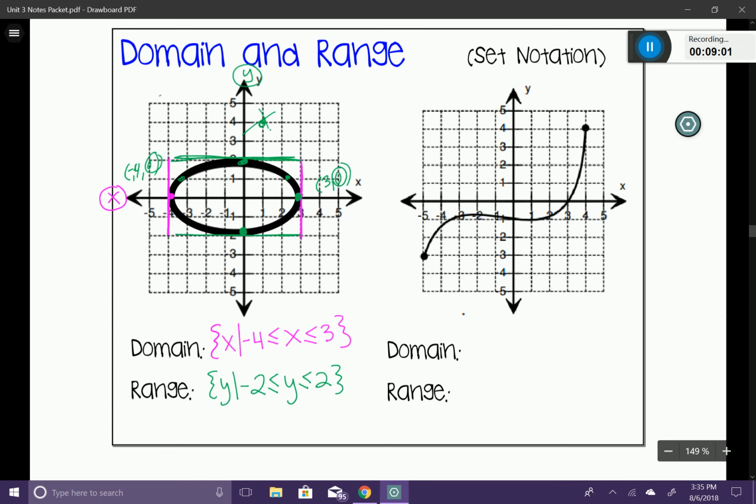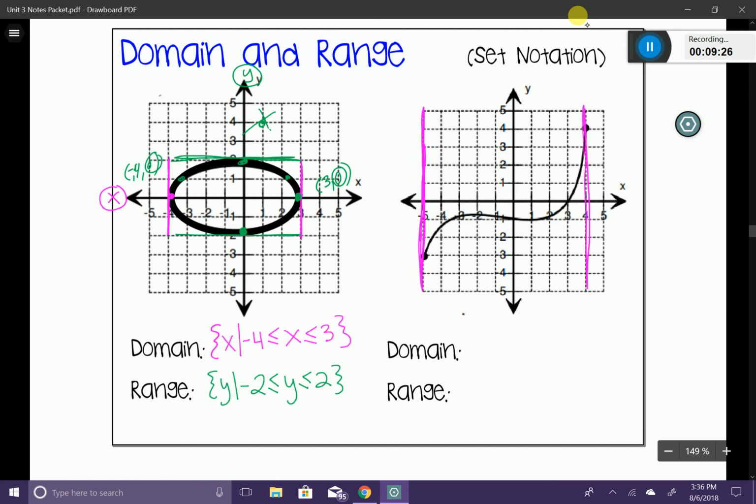Take a look at my domain. I'm looking at my lowest x and my highest x. My lowest x value is going to be right here. I'm drawing a vertical line because that's where you're going to be able to see your domain values. And then my highest x values are going to be there.